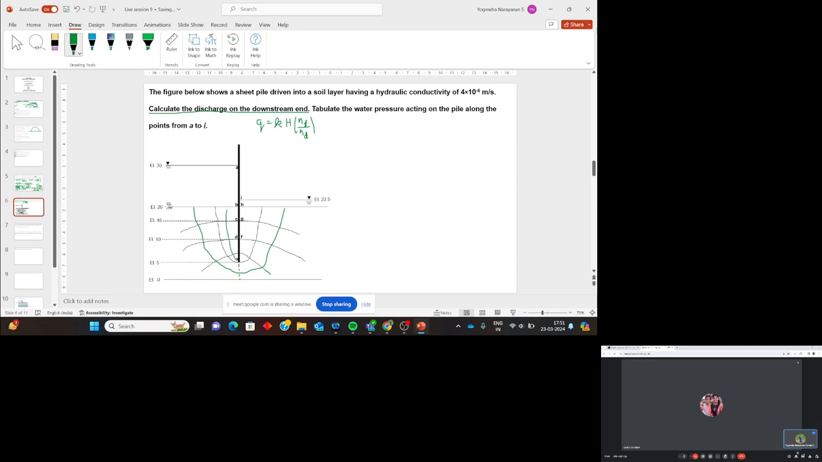So this is a flow channel. And this is a flow channel. This is a flow channel. So, which is the flow line here? This is the flow line. These are all equipotential lines. Hello?